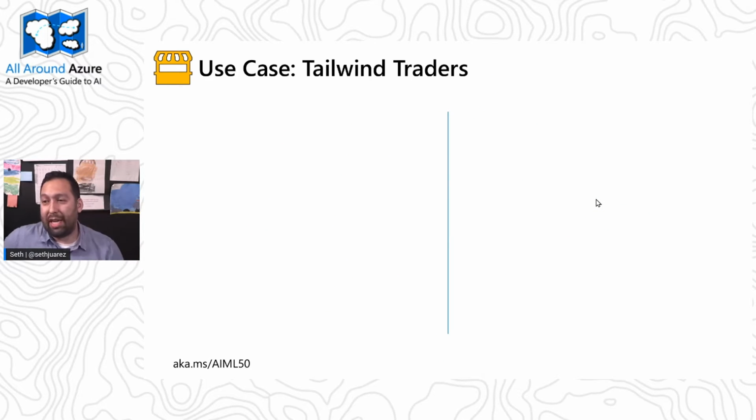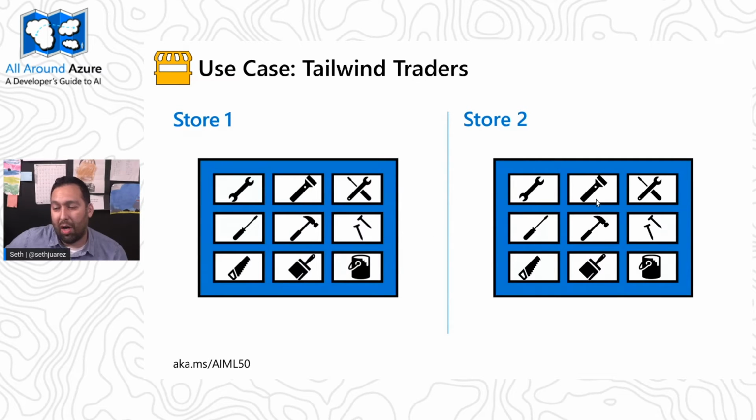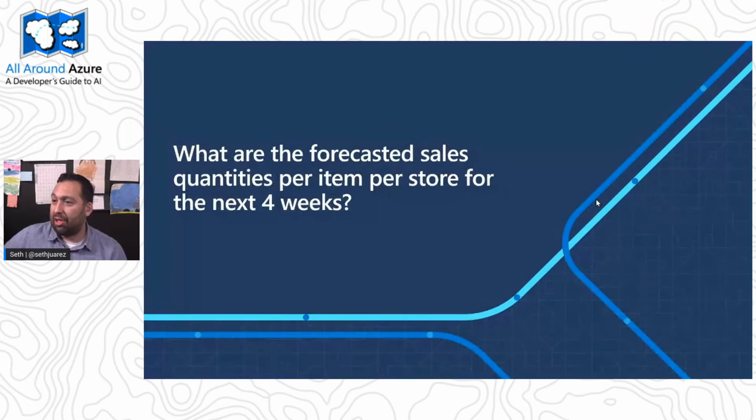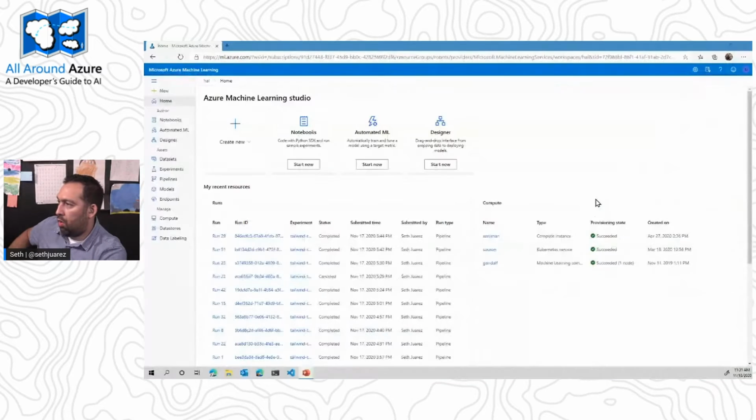time. So in our case, we're going to do Tailwind Traders. And with Tailwind Traders, we have a store 1, for example, and store 2. And we want to make sure that store 1 and store 2 are stocked well. This is a time series analysis thing. So we want a machine learning model that will say, okay, over the next 4 weeks, how many of product foo should I have at store Baz? Is basically what we want to build. And we are going to start to do that right now.